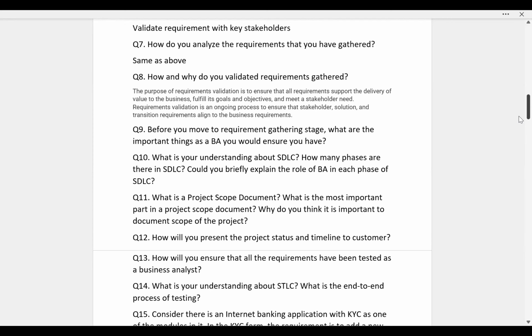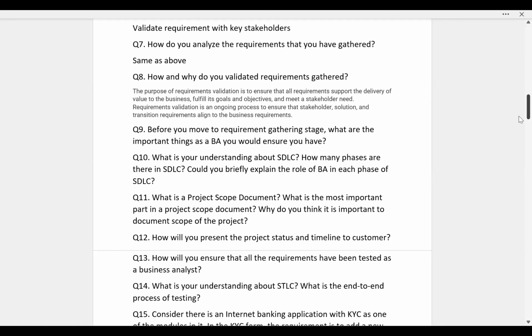SDLC basically stands for Software Development Lifecycle. It is a framework designed in order to develop a software or an application successfully, which meets the end user needs. Now, how many stages are there? There are 7 stages in software development lifecycle. It starts with the planning stage, then analysis, design, development, testing, deployment, and maintenance and support.